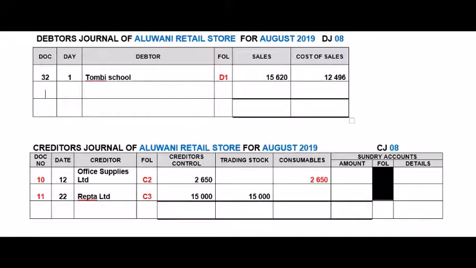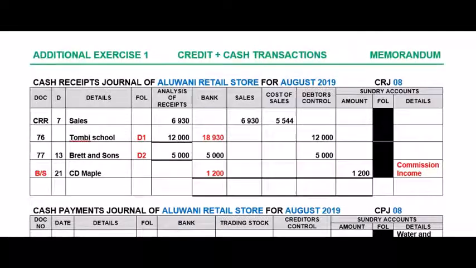In your DJ, it will be invoice number 33. On the 27th, Brett & Sons is a debtor. We dealt with them in the CRJ before and we gave them the number D2. I gave you the cost price of 11,648, and to calculate the selling price you say cost price over 1 multiplied by 100 plus markup over 100 to give you a selling price of 14,560. And then right at the end, I want you to just total all of your journals.